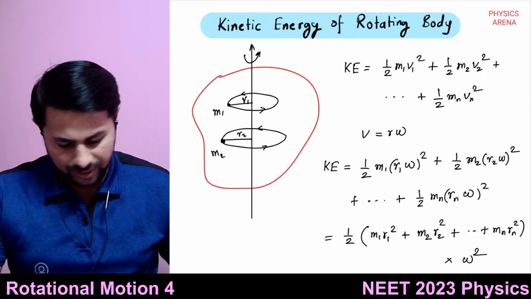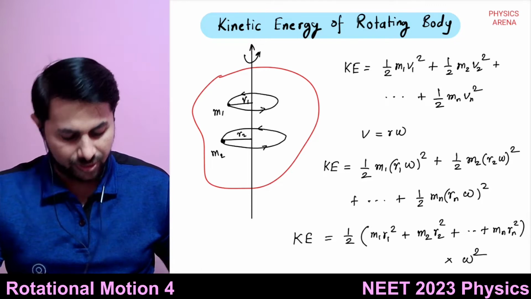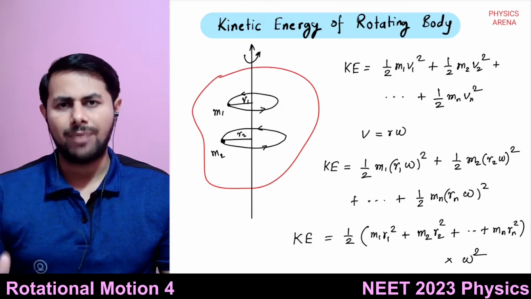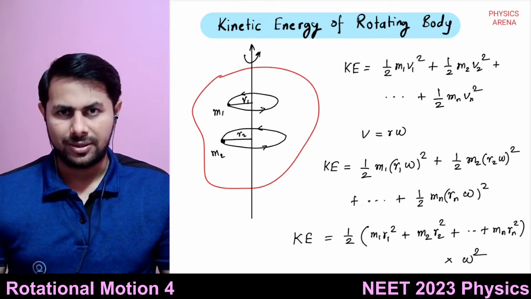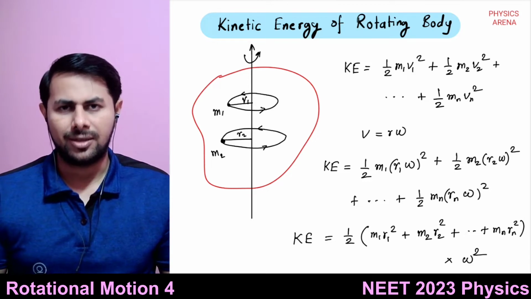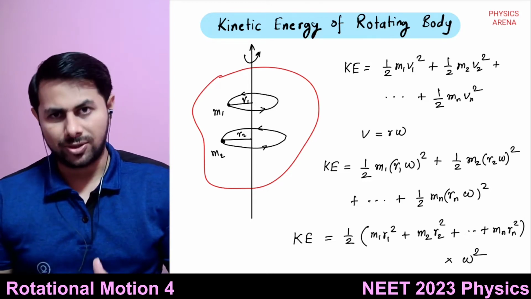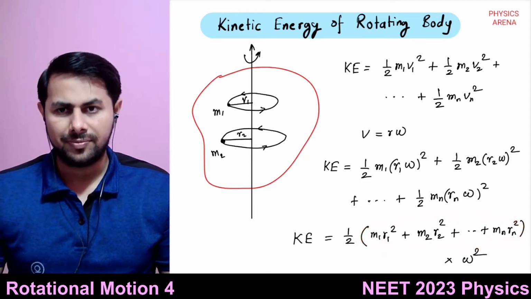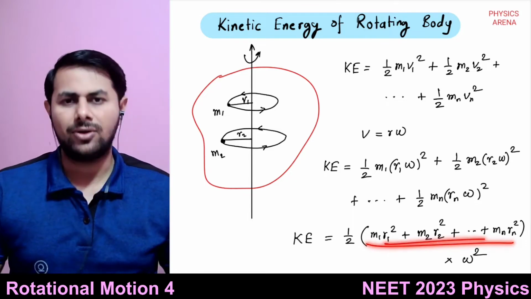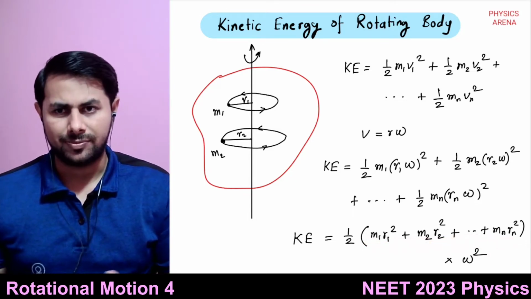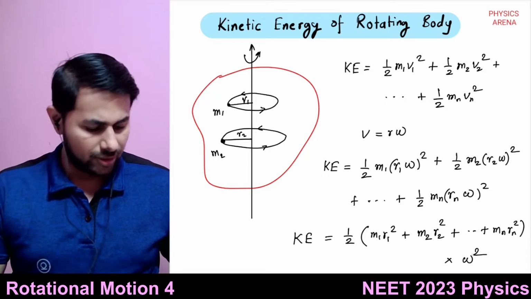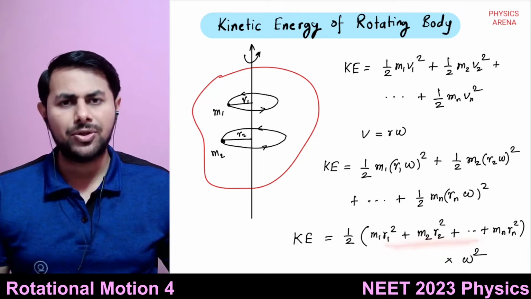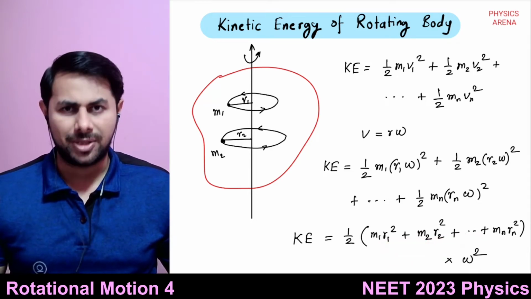So see, this equation is the equation of kinetic energy of a rotating body, and it has the form of half of m into v square, right? If we replace the velocity with its analogous quantity in rotational motion, then we get this term. This term has to be the analogous quantity of mass in rotational motion. The analogous quantity of velocity is angular velocity. So this term we denote by I. This is called the moment of inertia.